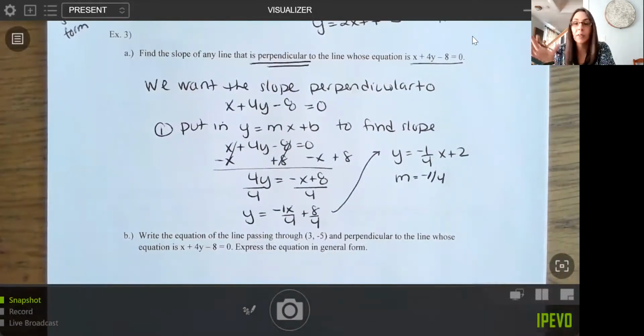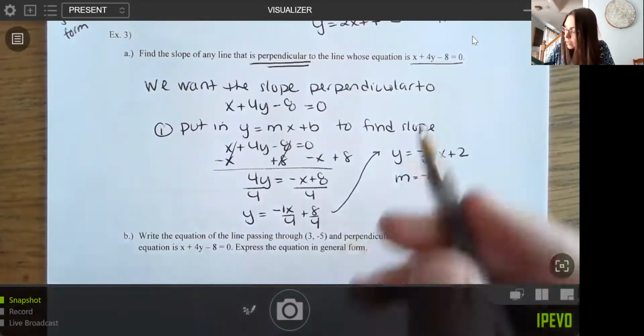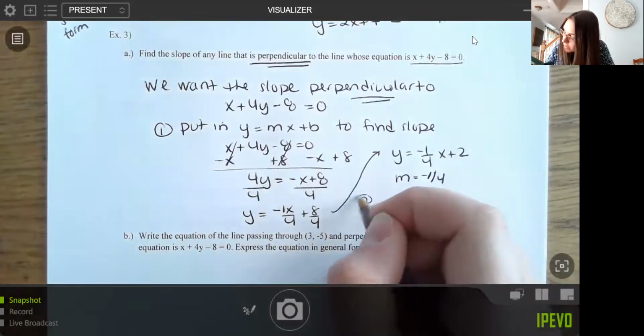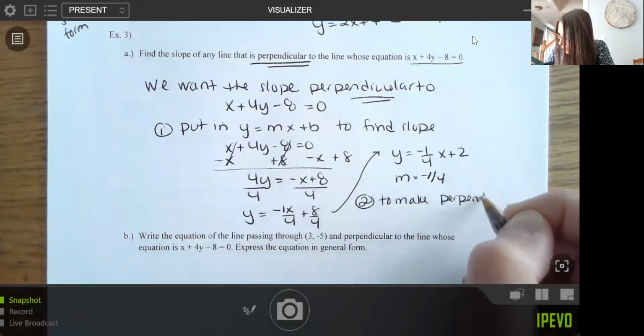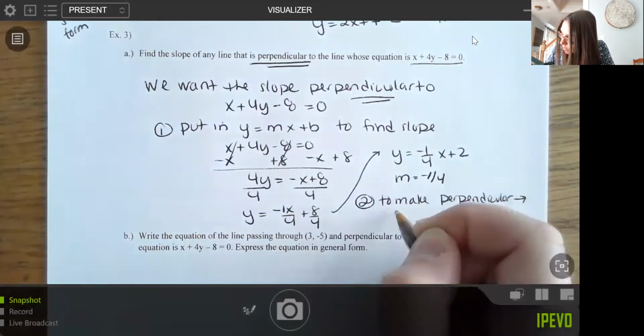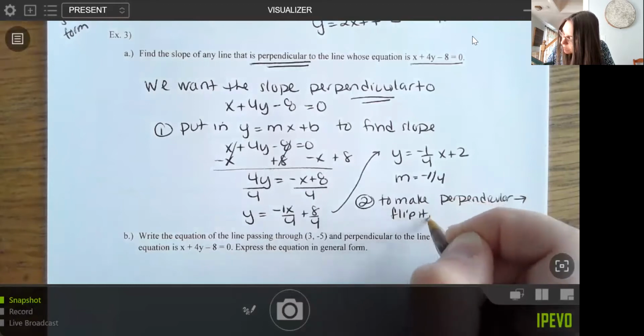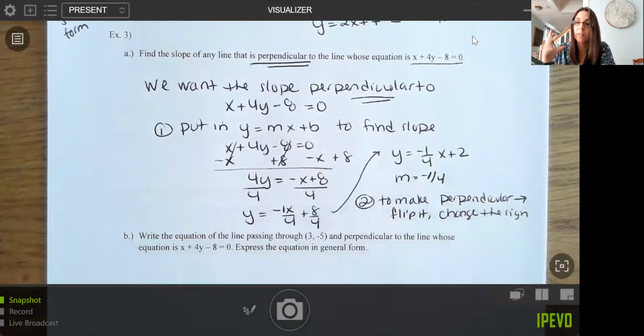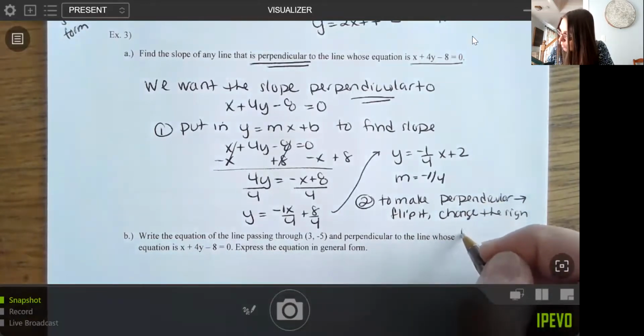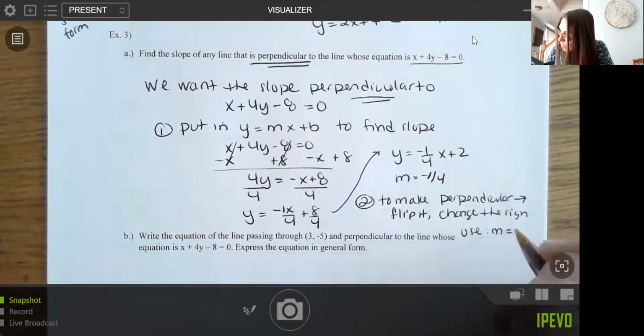Now, this is different than the last problem. The last problem I wanted parallel, so I just wanted the same slope. Here I want perpendicular. So to make this perpendicular, what you want to do is to flip it and to also change the sign. So we're taking the reciprocal and we're taking the opposite. So we're going to instead use m equals positive 4/1 or m equals 4.